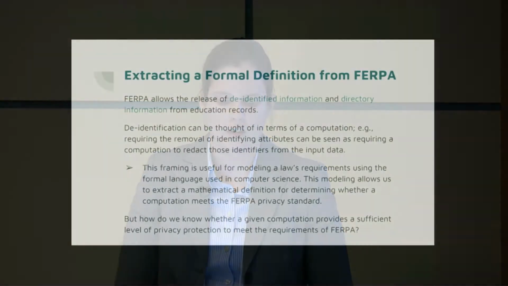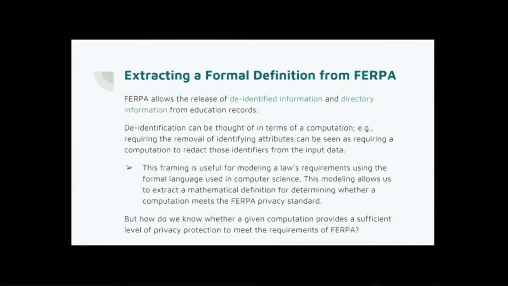And it also allows the release of de-identified information. And de-identification can be thought of in terms of a computation. For example, it requires the removal of identifying attributes. This can be seen as a computation to redact those identifiers from the input data. And framing it in this way is useful for modeling a law's requirements using more formal language. And this modeling allows us to extract a mathematical definition for determining whether a particular computation meets the FERPA privacy standard.